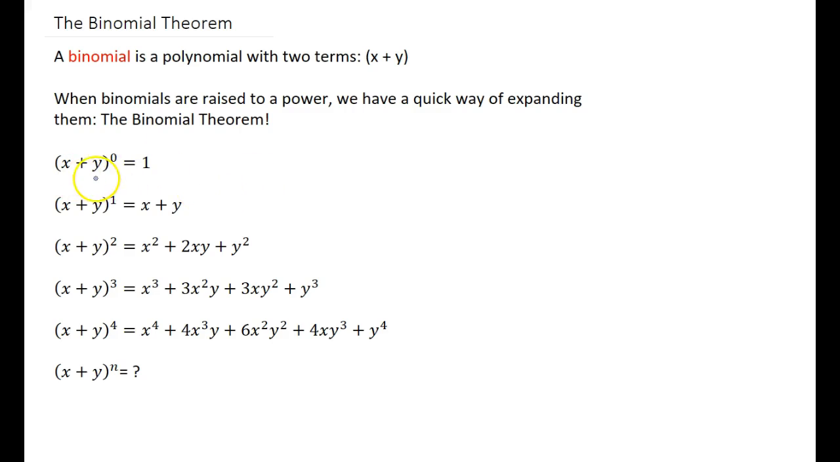So if I have x plus y to the 0, of course anything to the 0 power is 1. X plus y to the first power is just x plus y. You've probably seen x plus y squared. If you FOIL it, you get x squared plus 2xy plus y squared, and so on.